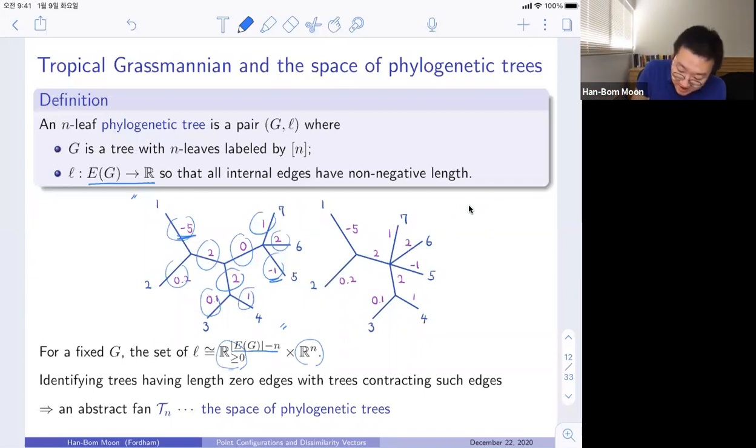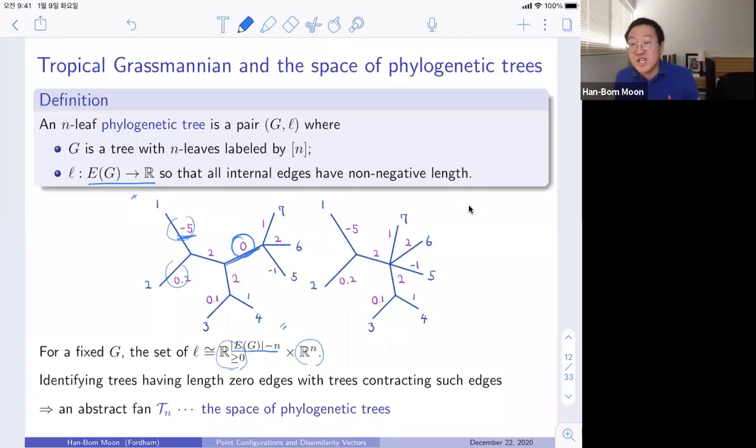So for instance, here on the left example, we have one edge with 0 length. Then we can contract this edge. Then we have another tree with a slightly different topology. So we have two different cones parameterized: the first kind of tree and the second kind of tree. We can glue these two cones together. So we can systematically glue many different cones together. So we can make an abstract fan here. This fan is called the space of phylogenetic trees.